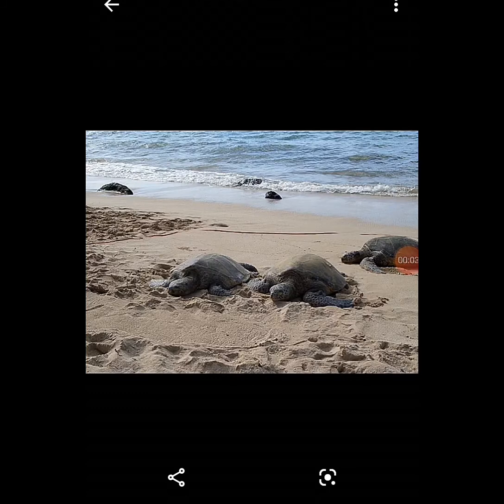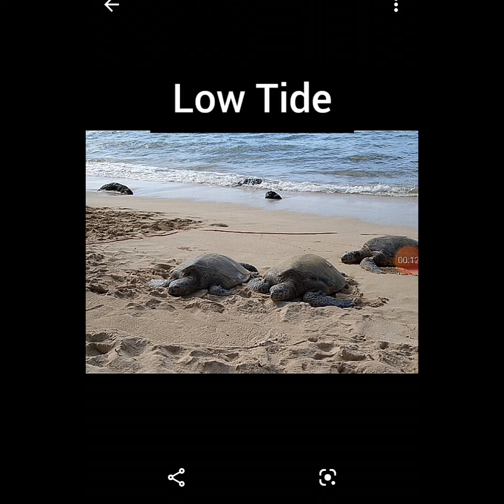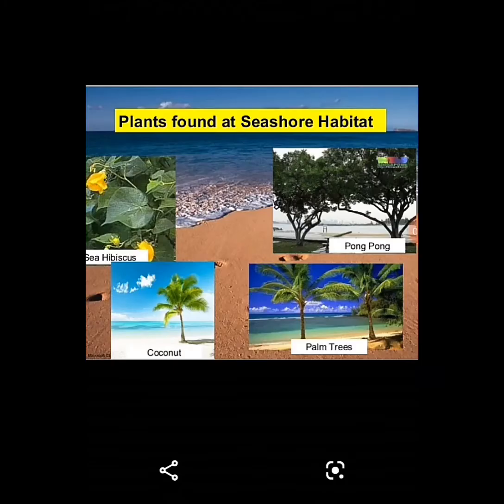Look at the following picture. Do you think that this picture shows a high or a low tide? Excellent, it shows a low tide. That's why you can find different kinds of animals and plants. And this is another picture that shows you different kinds of plants that you can find at a seashore habitat.